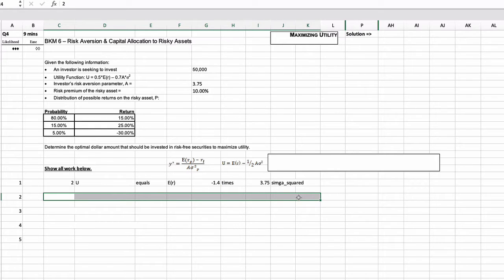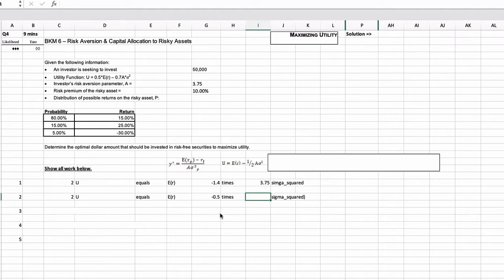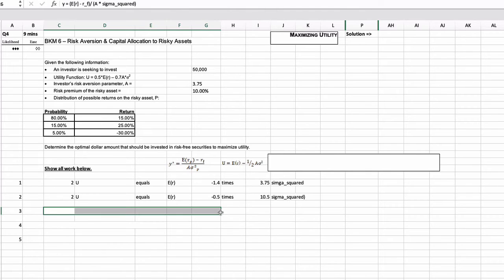Next, we need to have 0.5 in front of A. So we need to adjust A to achieve that. The adjusted A is 1.4 times 3.75 divided by 0.5, and we got 10.5. Now let's type out the formula for Y.